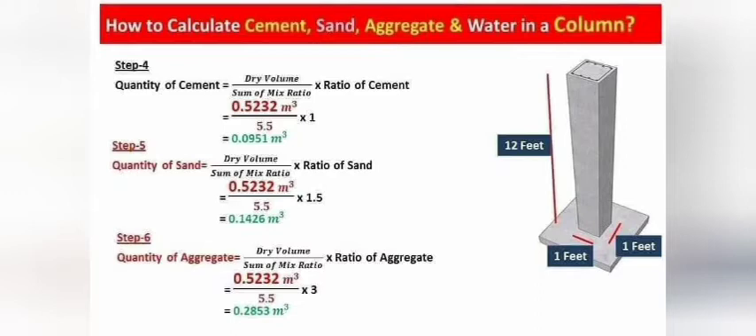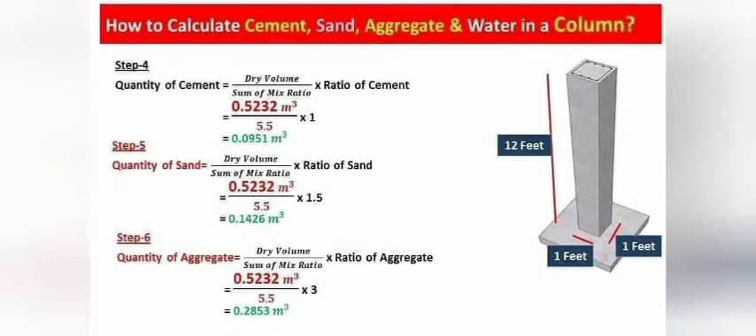Next step is quantity of sand. Similar way, dry volume is 0.5232 divided by sum 5.5. The ratio of sand is 1.5, that you need to multiply. Finally you are going to get the answer as 0.1426 meter cube.